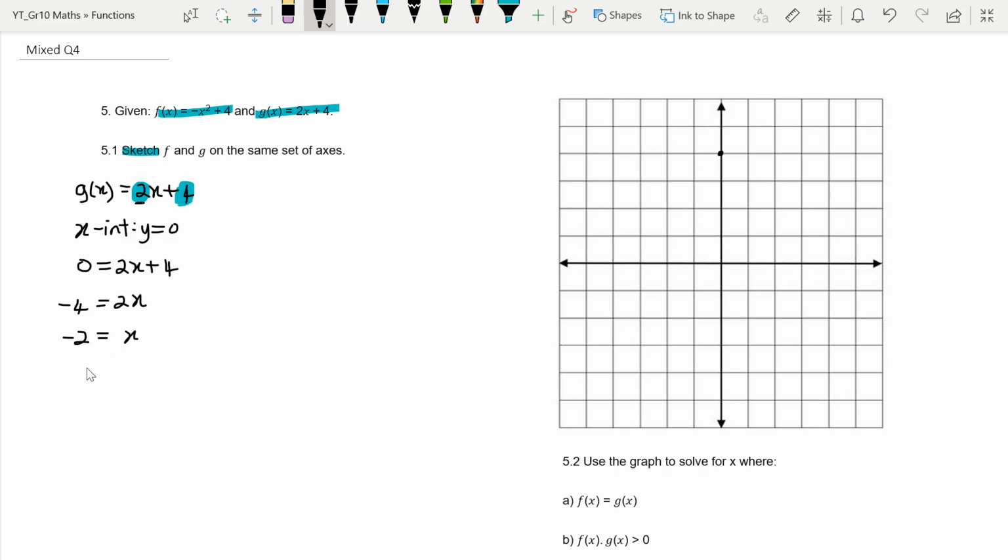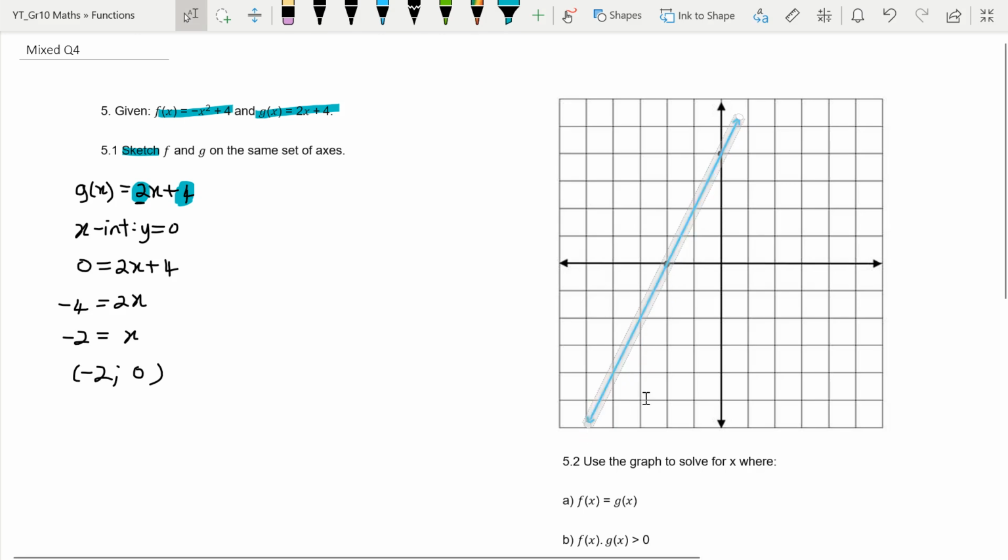So what did we just find? We just found that when our y is 0, our x will be negative 2. So that is our x-intercept, at negative 2. And there we've got those 2 points. So let's go draw that straight line. If we connect those dots, there we've got the g of x.